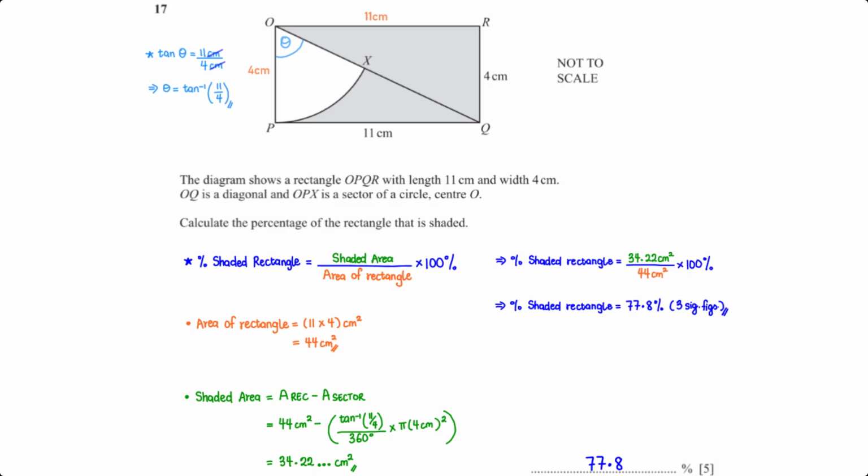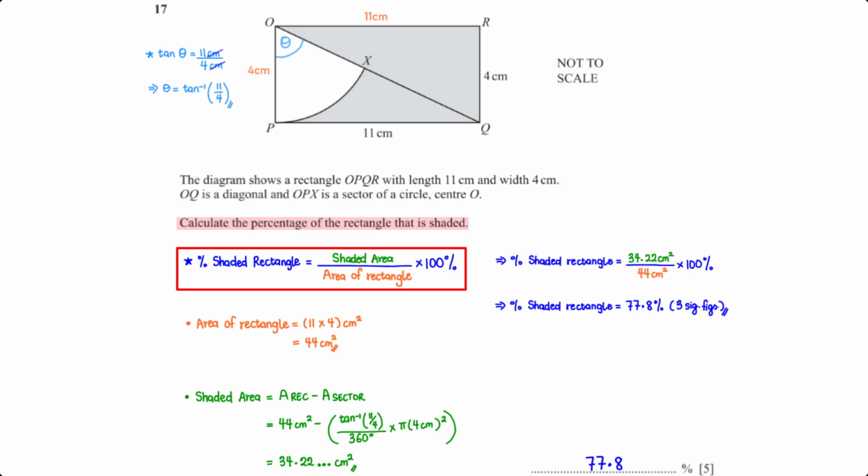The diagram shows a rectangle OPQR with length 11 centimeters and width 4 centimeters. OQ is a diagonal and OPX is a sector of a circle, center O. Calculate the percentage of the rectangle that is shaded.